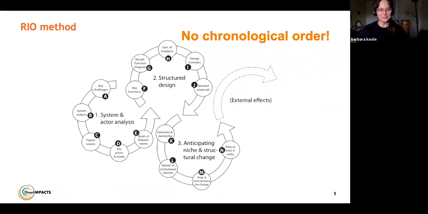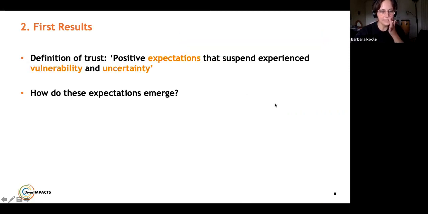Okay. All right, so moving on to the second part of the presentation, the first results of my work here in DiverIMPACTS. My first harvest, or my first result, is actually a more theoretical or methodological result, because my first article really focused on developing a way to study trust in this context.